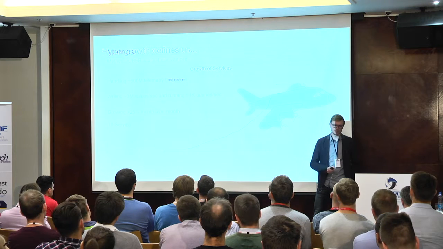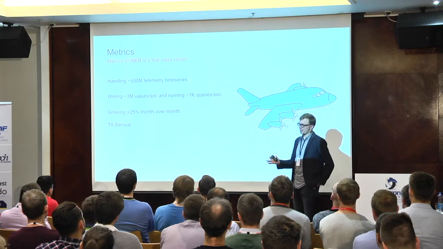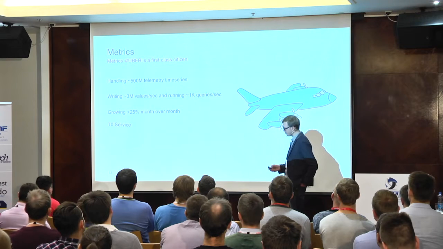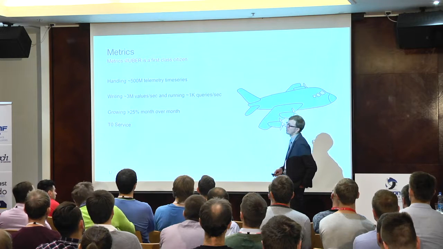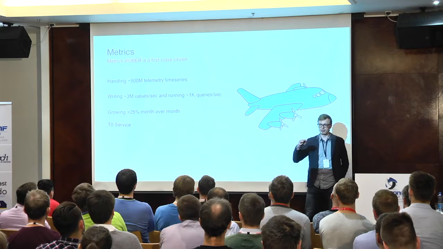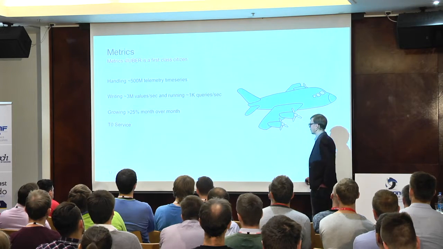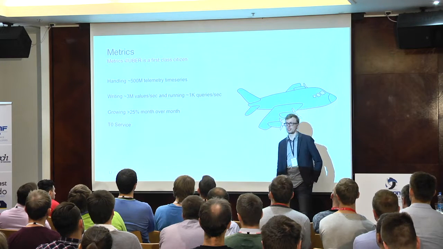Why is it important? It's important for metrics because this amount of services makes a huge amount of metrics, a huge amount of data we need to collect. At Uber, we're actually handling about 500 million different time series with different metrics. We are writing 3 million and querying 1K. And we needed to deal with this enormous growth at the time.